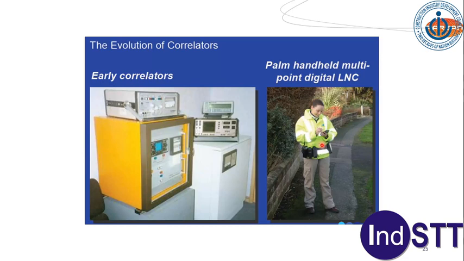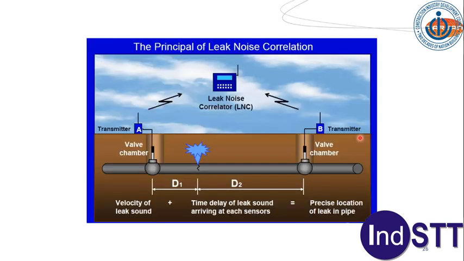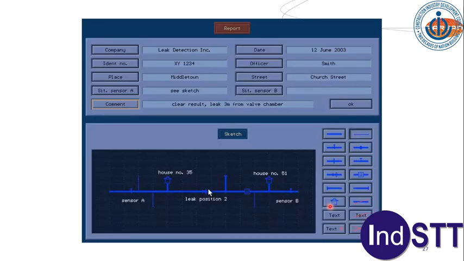Once we talk about noise correlators, early correlators used to be very, very bulky. These days it has really changed. They are very small correlators. The basic principle is very simple. You have a transmitter here and a transmitter here. This is the leak. You measure the time of the propagation of the leak noise to both of these, and then you do the cross correlation, and that's why they call them correlators, and you are able to pinpoint the location of the noise. This is how it looks. This is, for example, your different connections, and you are able to pinpoint where the leak is happening.